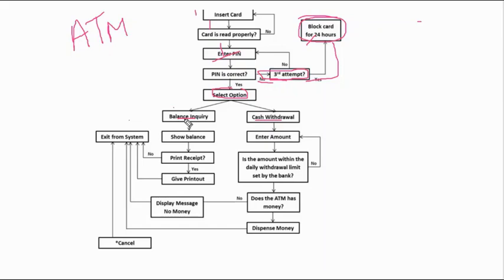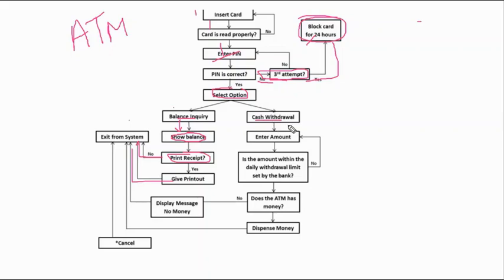After the select option, you'll have two choices, that is balance inquiry and cash withdrawal. First let us see balance inquiry. In balance inquiry, it shows the balance. Then it asks whether to print a receipt. If yes, it will give a printout and then exit from the system. If you say no need of any receipt, then it will also exit from the system. So this is the end of the first option.